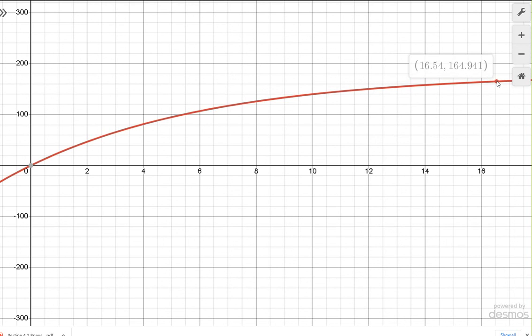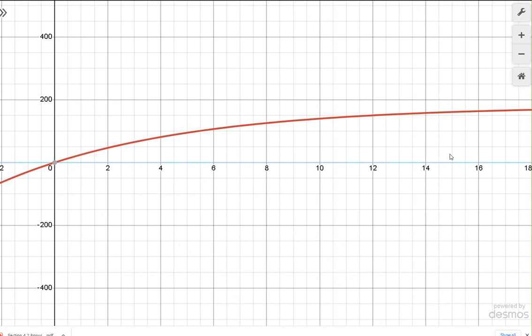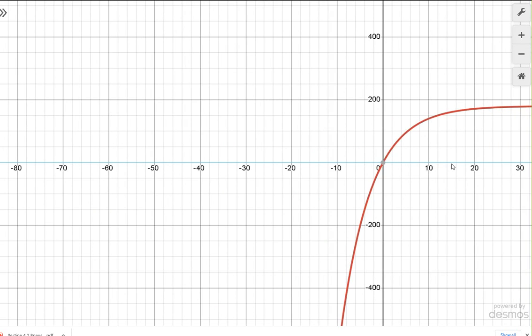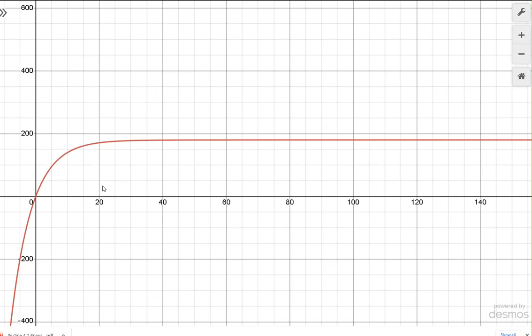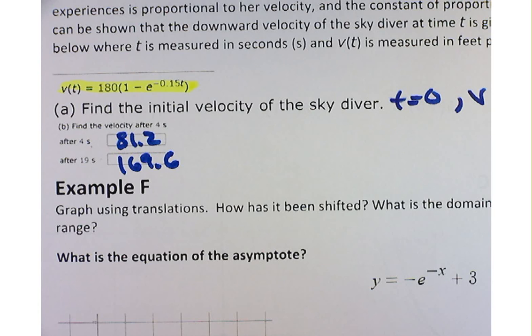Eventually, you're reaching a limit. And that limit is called your terminal velocity. In this case, that limit would be your 180. So let me see if I can go out far enough to show that. Eventually this is going to get close to, in fact, I'm close enough now that it shows my velocity being 180. That's the y coordinate. And that's all we're looking for here.